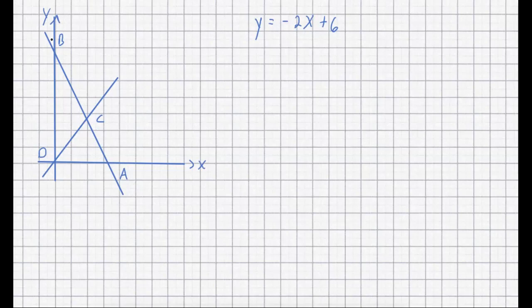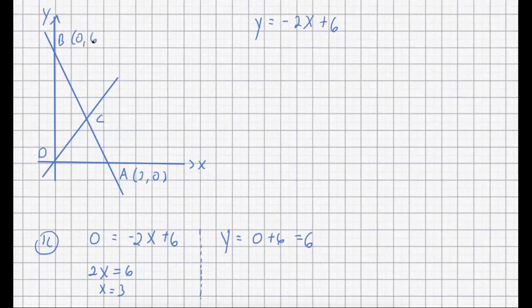Now, question A: find the coordinates of points A and B. I think this is a bit easier. You should know because you've done it in the last question. It's written, the points of intersection with the axes. So A, we know that the y is 0. So we do 0 equals minus 2x plus 6, 2x equals 6, x equals 3. So A is 3, 0. How do we find B? The x is 0. So y equals 0 plus 6, 6. B is 0, 6. Perfect.